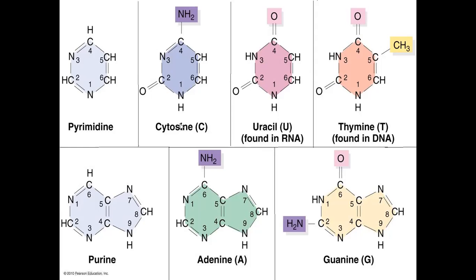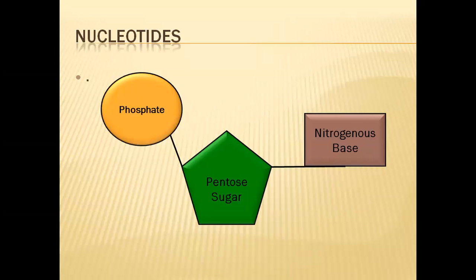Cytosine and uracil are single ring structures with hexagonal rings. With the hexagonal structures, they are pyrimidines. And purines are 2 ringed structures. One is a hexagonal ring and one is a pentagonal ring. Adenine and guanine are the purines. So 4 types of nitrogenous bases are present.